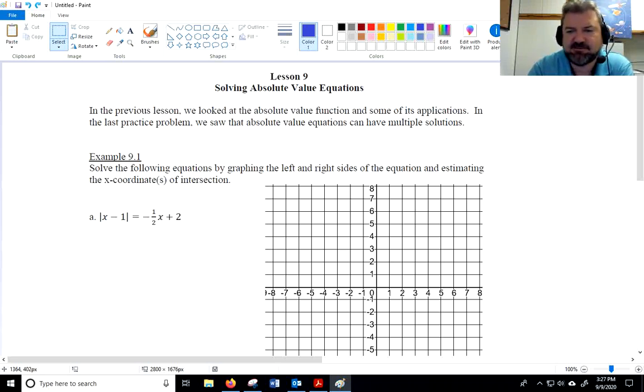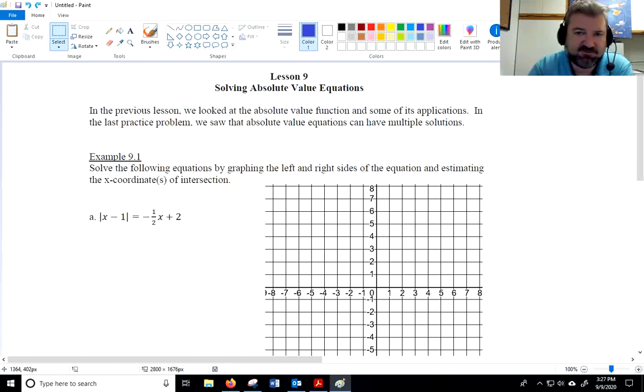Welcome back. This is lesson 9 in our second unit in Algebra 2. This unit has been all about studying functions, and now we're starting to look at a couple of different examples of functions that we'll see from time to time. One of those is linear, and the other is absolute value.